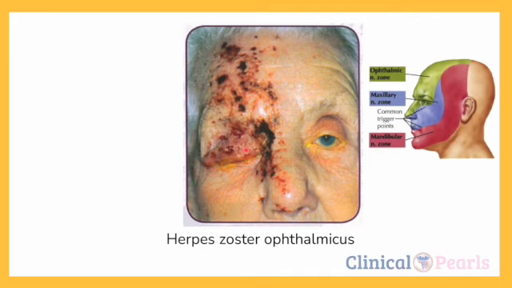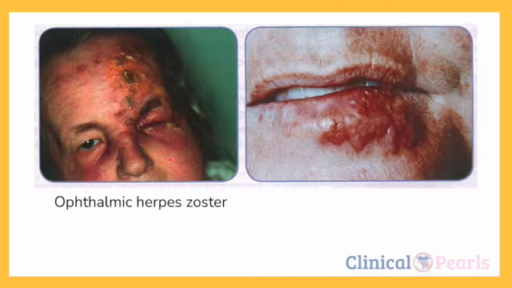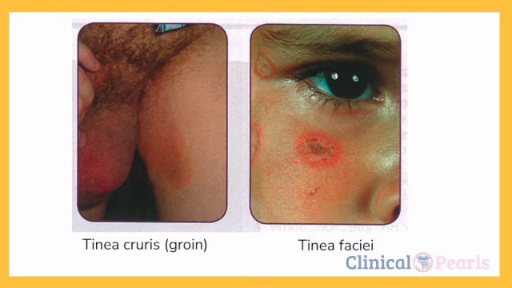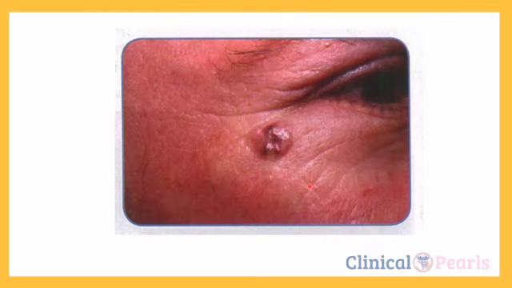This photo is herpes zoster ophthalmicus. That's when the cranial nerve V1 is affected. Note the V1 dermatome involving the tip of the nose. The first photo is ophthalmic herpes zoster. The second one is vesicular herpes simplex. The first photo is Tinea cruris, and the second one is Tinea faciei, or ringworm infection of the groin and face respectively. These lesions are pruritic and they can become dry and crusted, wherein there's also scaling on the edges of the lesions. The next photo is basal cell carcinoma.